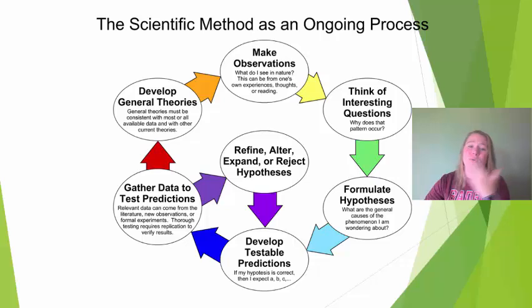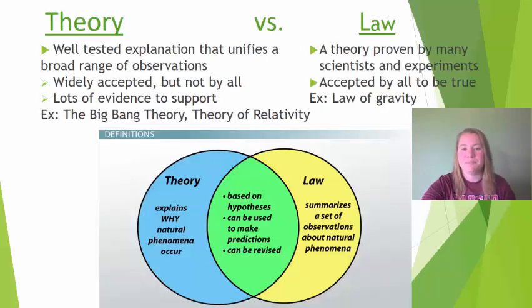And if you can keep going through this cycle long enough, eventually as a scientist, you'll develop what's called a theory. Now, a theory is not an educated guess. That's a hypothesis. A theory is a well-tested explanation that unites a broad range of observations. Now, a theory is widely accepted, but not necessarily by everyone. So a theory would be something like the theory of relativity or the Big Bang theory.